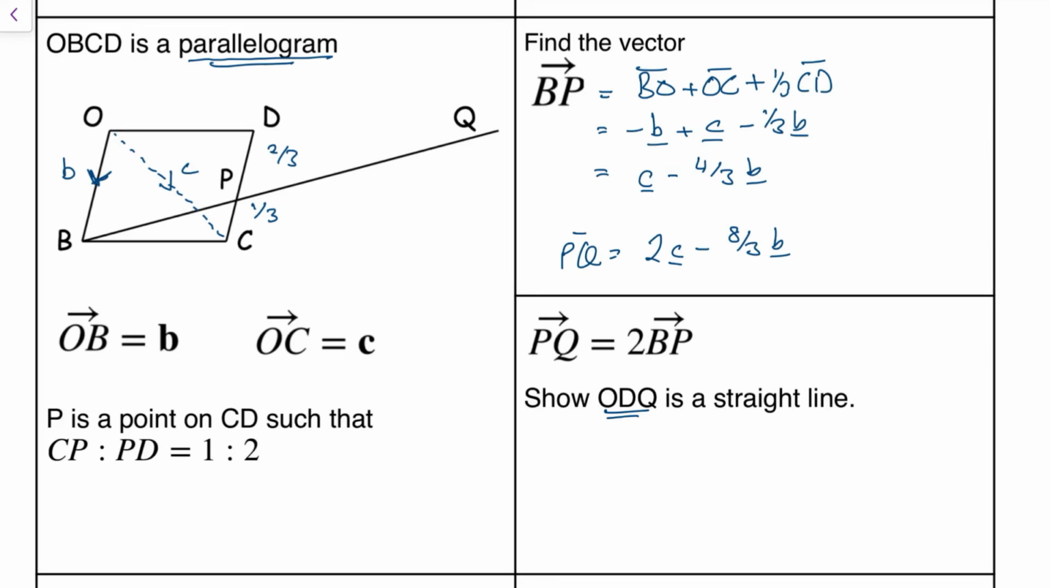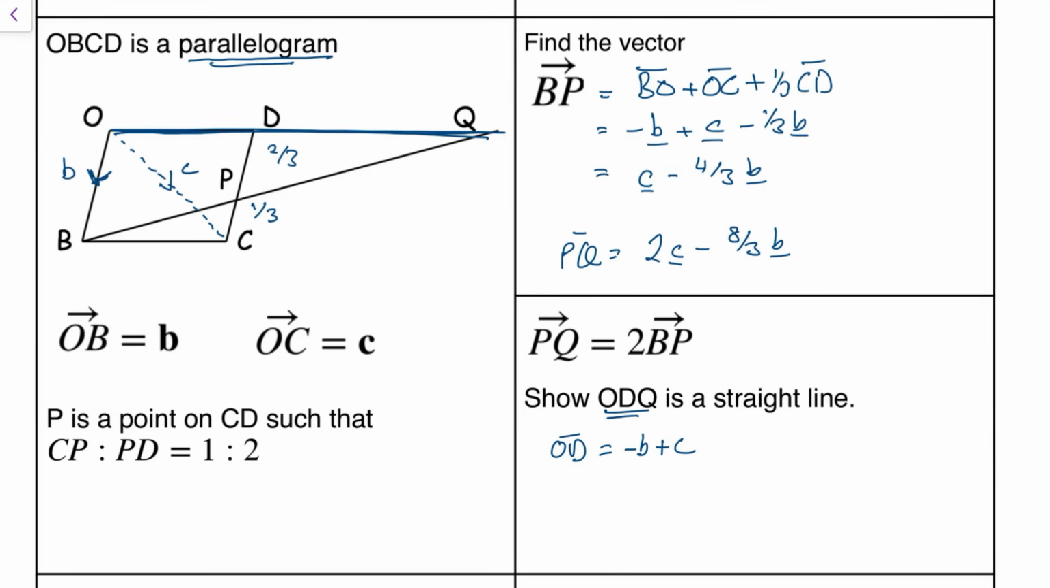Now the way I'm going to do that is O to D to Q. So just to be clear, that line there, isn't it? So I'm going to write down O to D, because actually I know that one. O to D is just, actually I don't know that one, do I? I need to work that one out. So O to D is going to be the same as B to C, which is minus B plus C. So in other words, just to be clear there, because it's a parallelogram, it's the same as that there. So I'm happy with that. So it's minus B plus C.